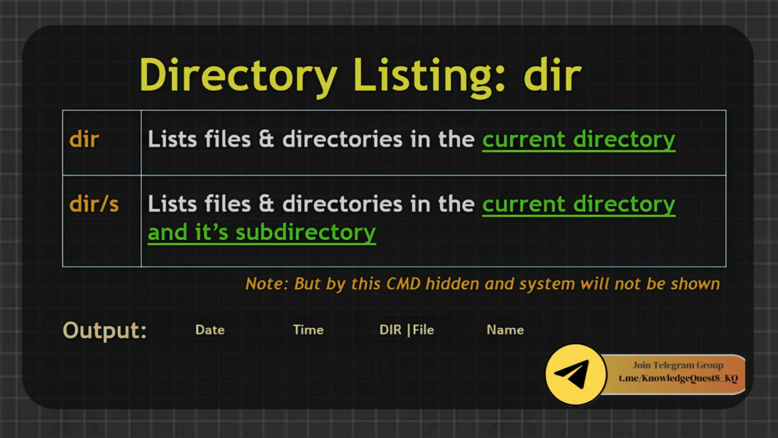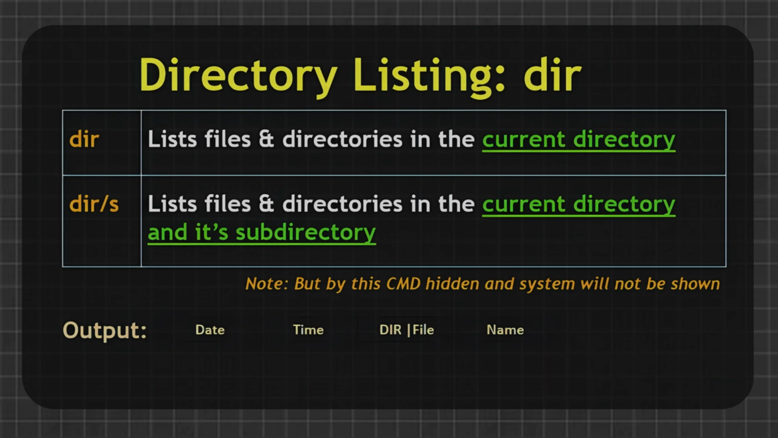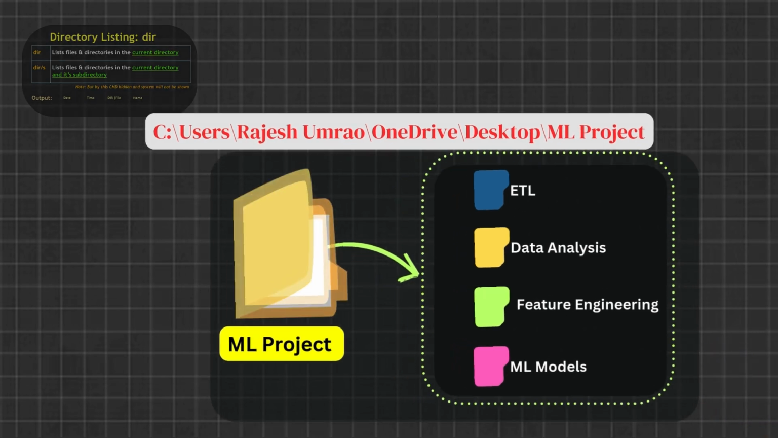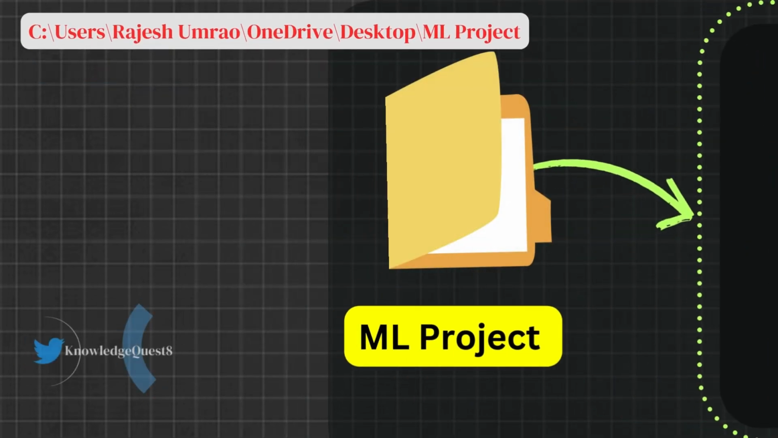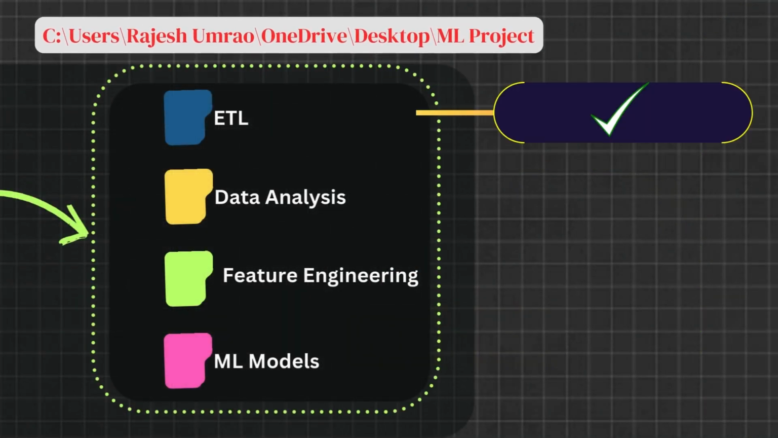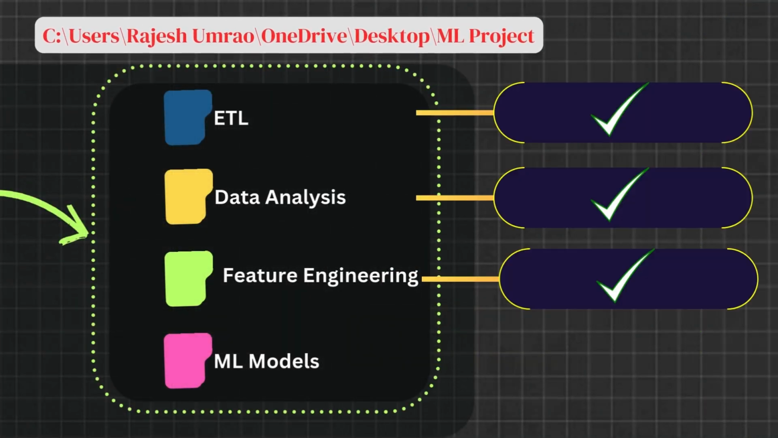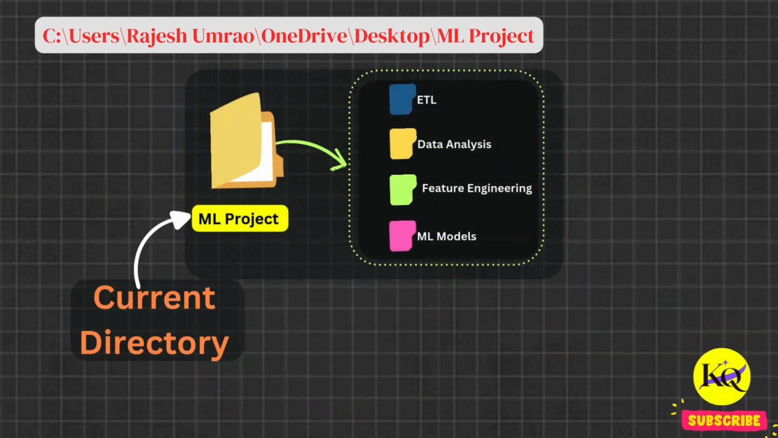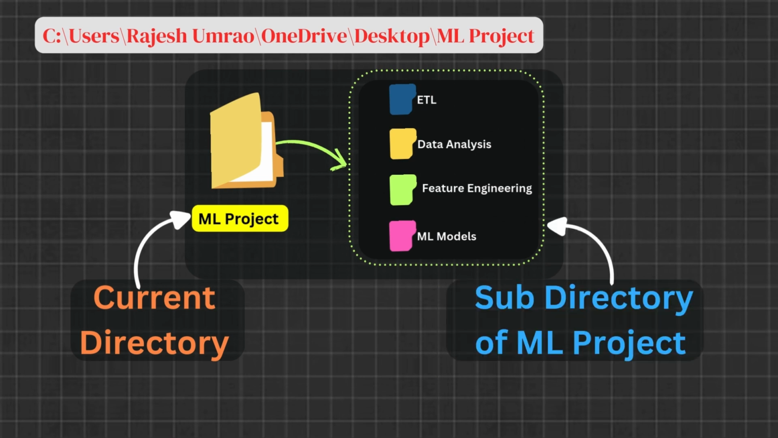Don't scratch your head. Let us understand this with an example. Suppose you have stored your project files in a folder named ML project, which also contains subfolders named ETL, data analysis, feature engineering, and ML model. So in this, the current directory is ML project, whereas its subdirectories are all the subfolders.